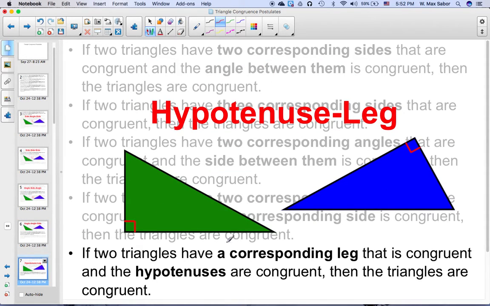And hypotenuse leg is specifically about right triangles. If 2 triangles have a corresponding leg that is congruent, and the hypotenuses are congruent, then the triangles are congruent.